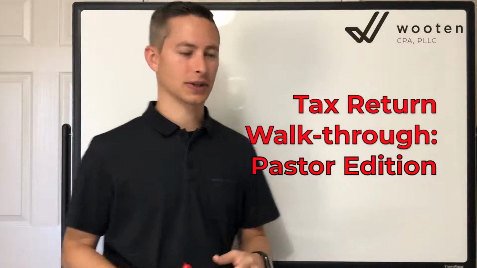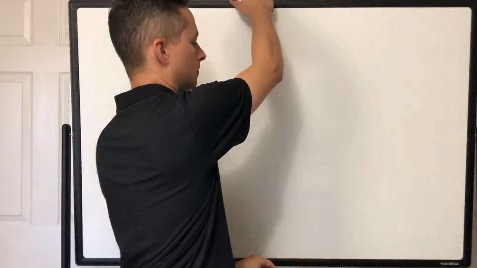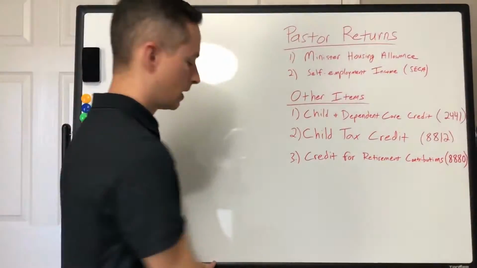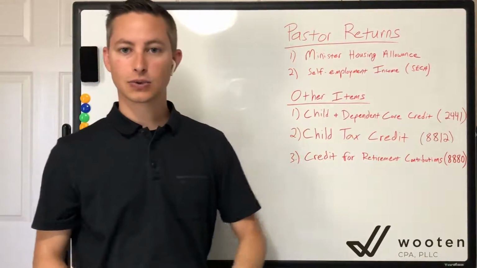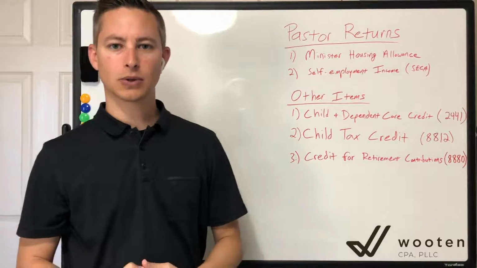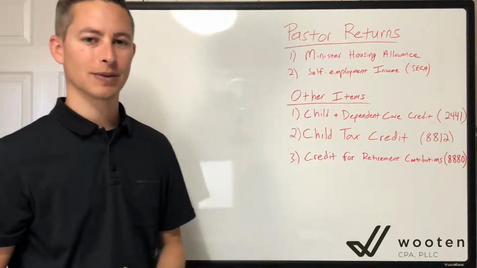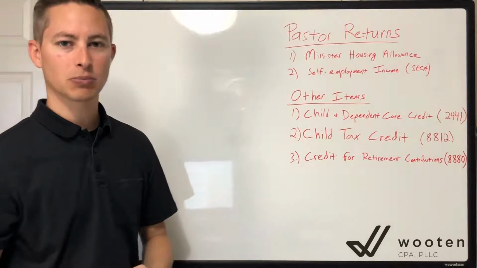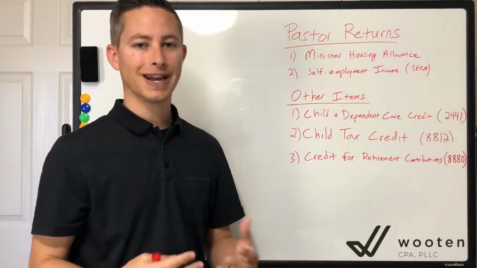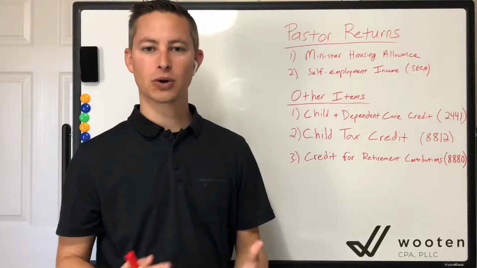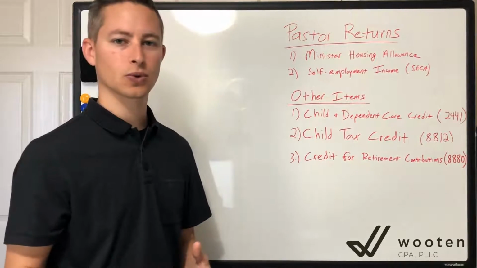And so what's that going to look like? Well, we're going to cover a couple of topics that are very unique to pastors. First, we're going to cover the minister housing allowance. This is unique to pastors. It's tax-free income that you get in order to provide a home for your family. It has its roots in the parsonage allowance, where the church would actually provide the home for you, but now it can be a cash designation as part of your pay from the church or missions organization that you work with.